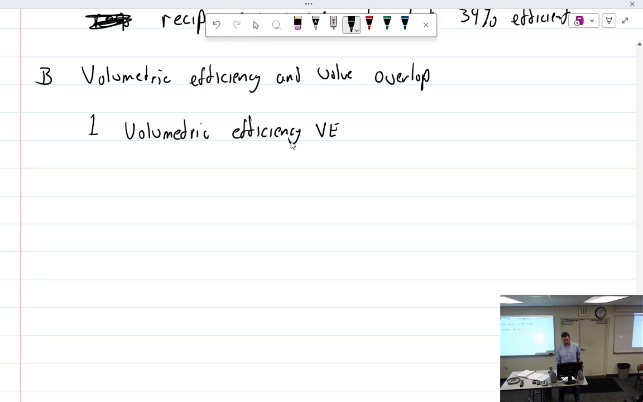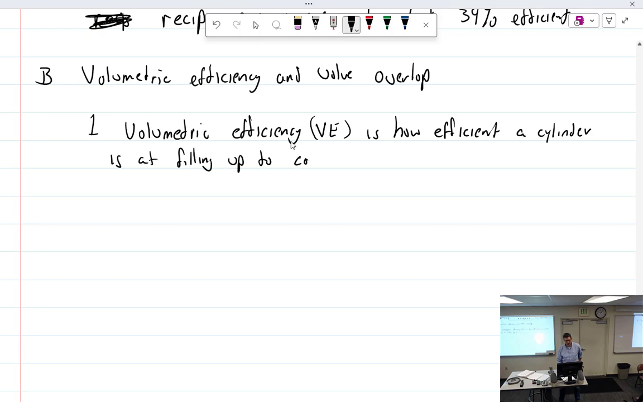Our VE, so I can save time, let's see, real, is how efficient a cylinder is at filling up to capacity while operating.